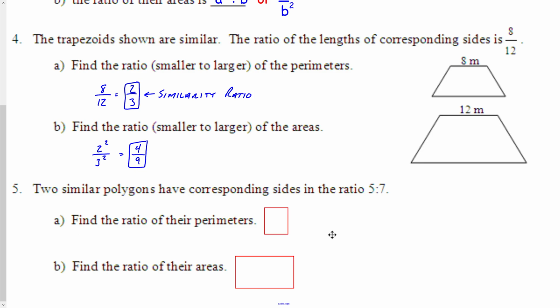So using that same idea, I'd like you to take care of number 5, find the ratio of perimeters and the ratio of areas if I tell you that corresponding sides have a ratio of 5 to 7. So the ratio of perimeters would just be that 5 to 7 ratio. That's also your similarity ratio. I'm sorry, that's ratio of perimeters. I think I might have said areas. Now the ratio of areas, you would square that similarity ratio and find that that is 25 to 49.